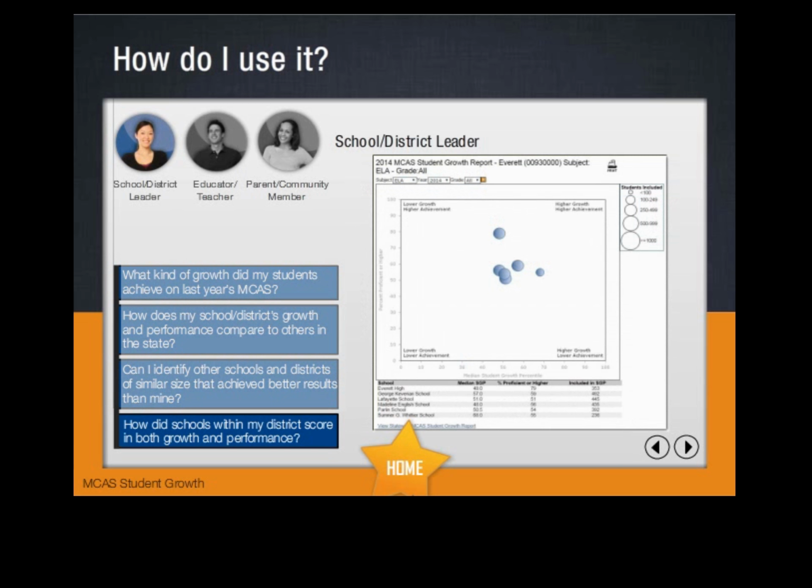You also might be interested in seeing how all the schools in your district did on both growth and performance measures. Which schools show the most growth in the aggregate? Which show the highest achievement? If you filter by grade, how does the picture change? What might account for these differences?